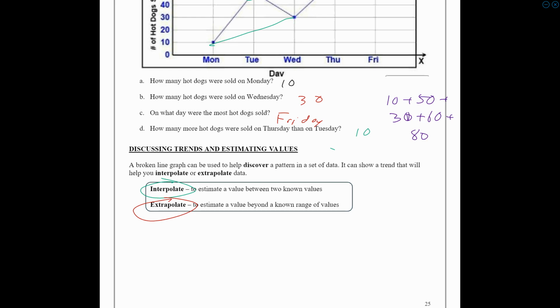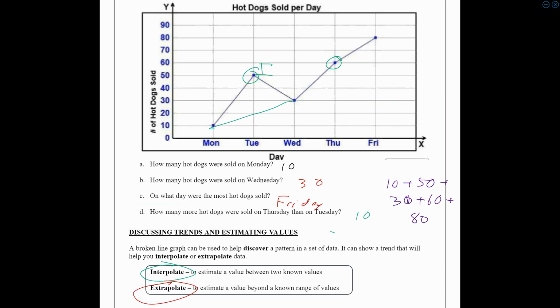All that that's doing is, let's say on this hot dogs thing, we didn't have one of the data points. Let's say we didn't have Wednesday. So we had Monday, Tuesday, Thursday, Friday. Interpolating is basically finding the point in between some others. How do we find, based on the trend, what's happening in between these points? Extrapolating is extending it. It's saying, if you take this line, what happens over here?